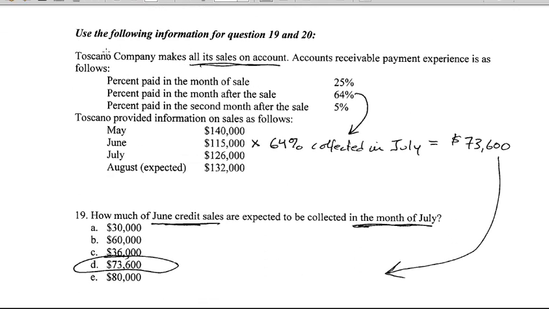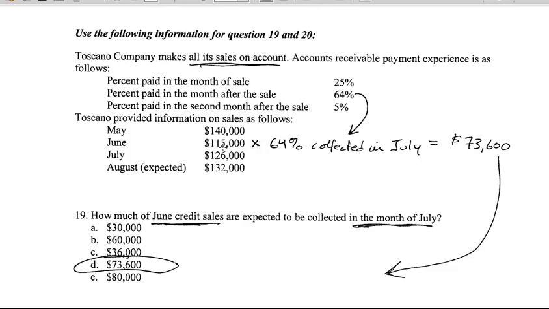The next question says that we make all our sales on account, so that means all the sales are credit sales. So we're worried about when we're going to collect all these sales. So everything goes to AR, and this is when we collect the AR. We get 25% in the same month. We get 64% in the month after the sale, and then we get the last 5% in the second month following sale. It tells you the sale information per month, and it says how much of June credit sales are expected to be collected in the month of July. So we're just focused on 1 month.